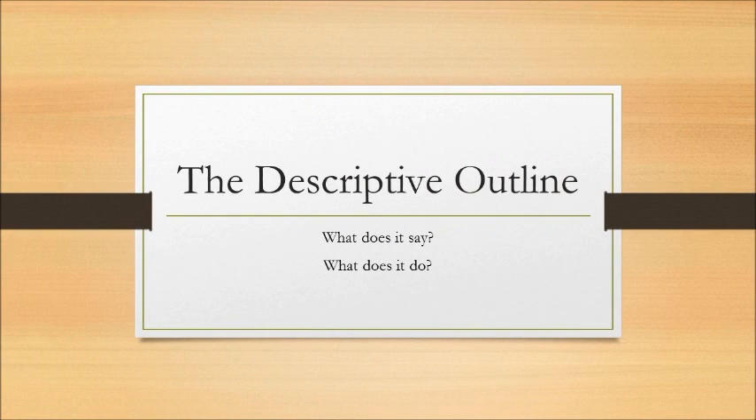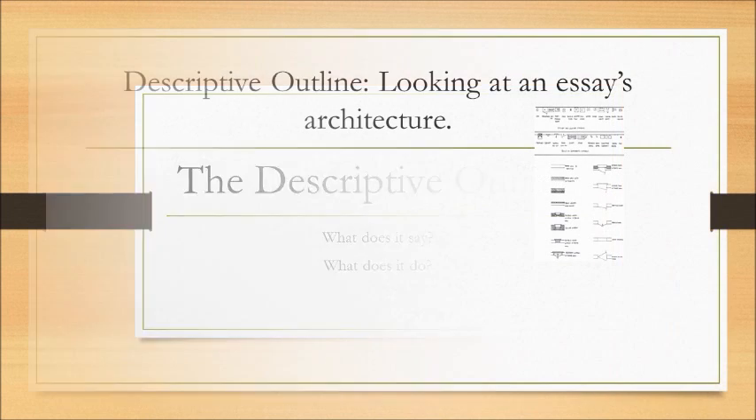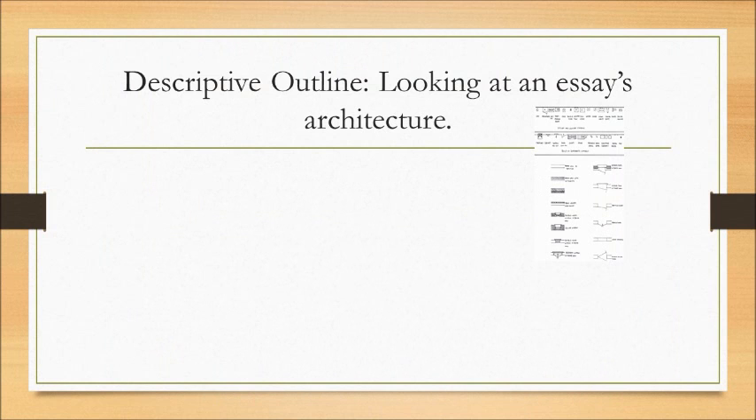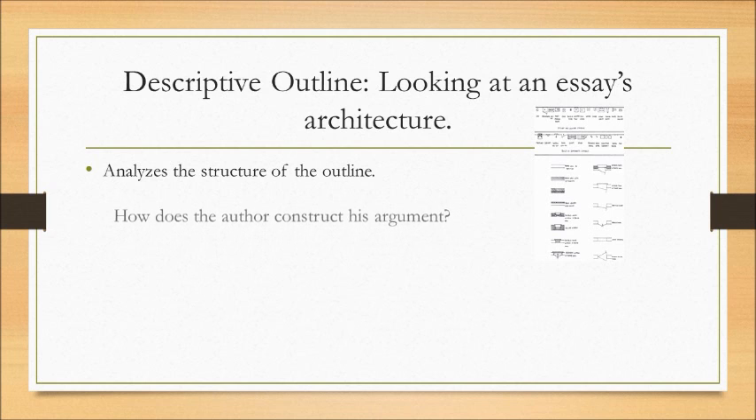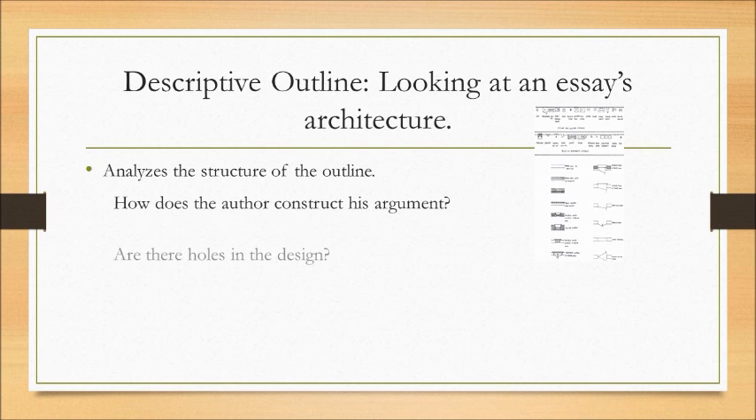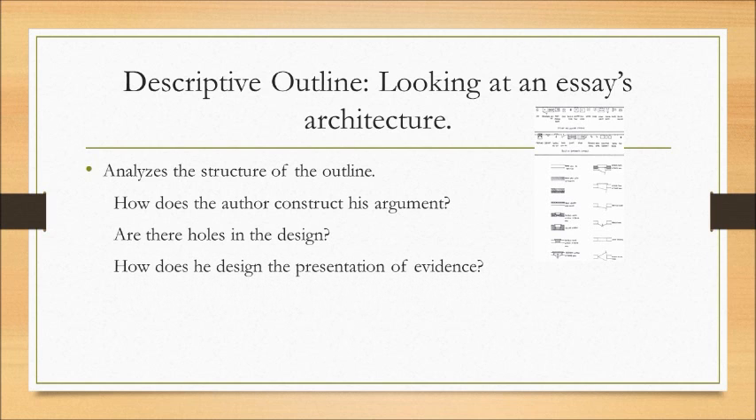The descriptive outline is a valuable tool for analyzing not only what an essay says, but how it says it. I like to think of descriptive outlining as looking at an architect's blueprints. An essay has been constructed to give a particular message, so you want to see if the author has left anything out, has left any holes in the construction, and you want to look critically at what evidence he or she uses to have you believe one thing or another.